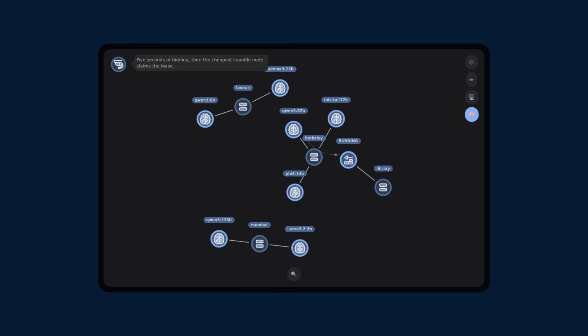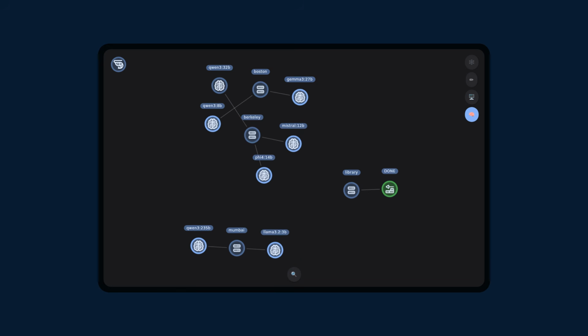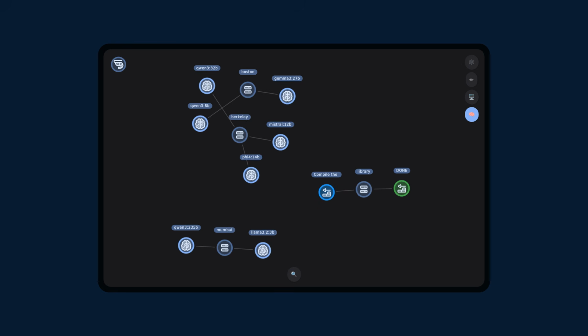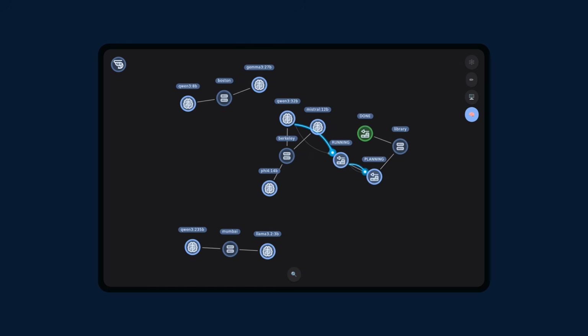A 5-second claim window opens and every eligible node bids its current price. The window closes and Berkeley takes it. Solar at mid-morning beats the spot market and crushes the tariff. And notice the big Mumbai model did not win because nothing about this job needed it. And seconds later, the answer lands back where you started. Nobody chose that machine. Nobody load balanced anything. The prices did.